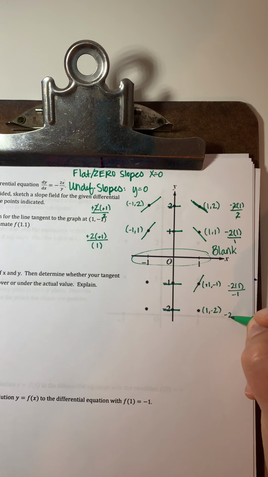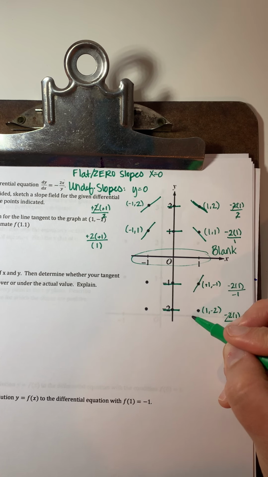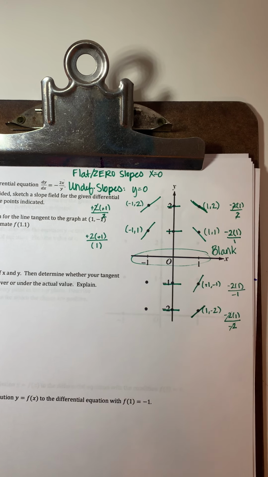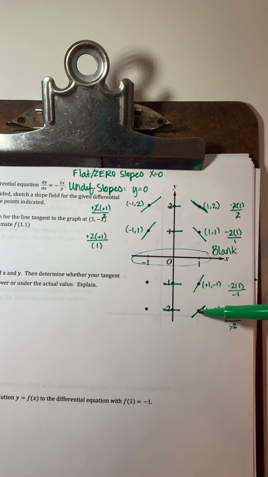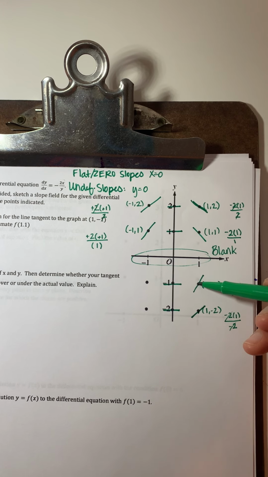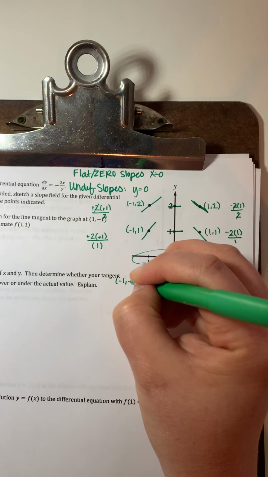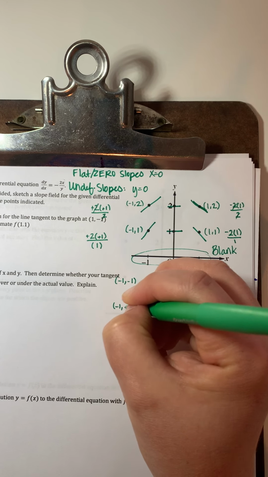Come down here, negative 2 times x divided by y. Negative 2's cross out. I get a positive 1 slope. And then remember, it's all relative. This should be steeper than that. Okay, it doesn't have to look perfect, but if this is a 1, that should be steeper if it's a 2. Okay, last 2 points. Negative 1, negative 1, negative 1, negative 2.